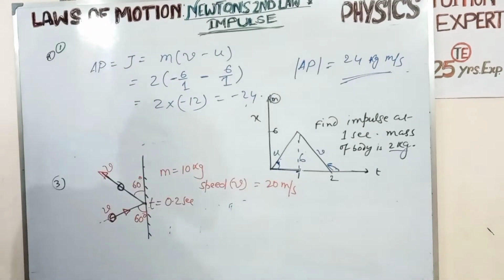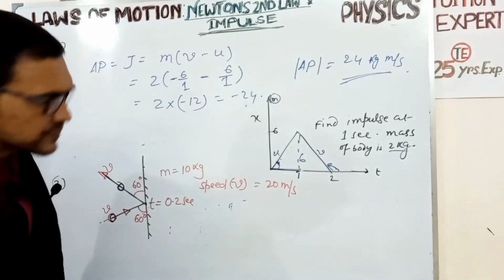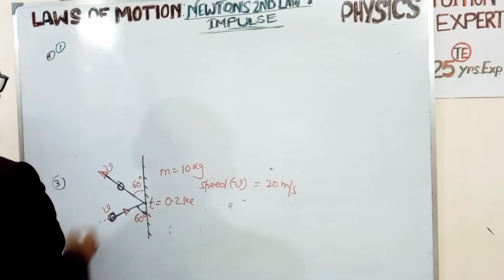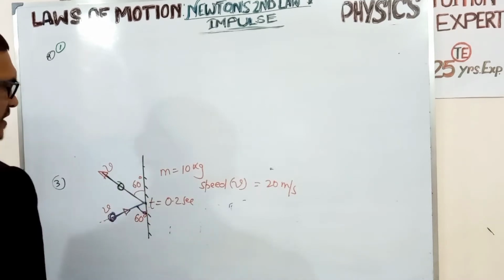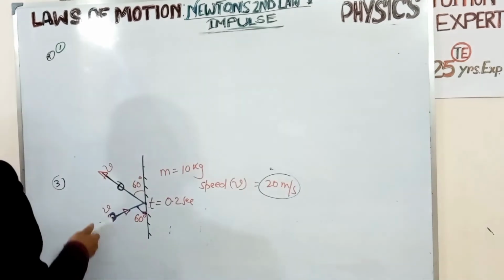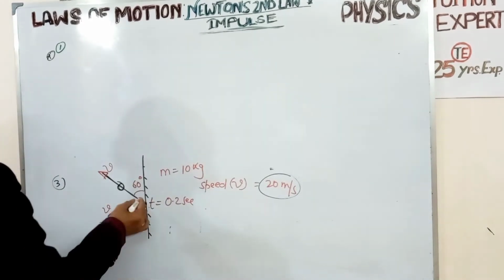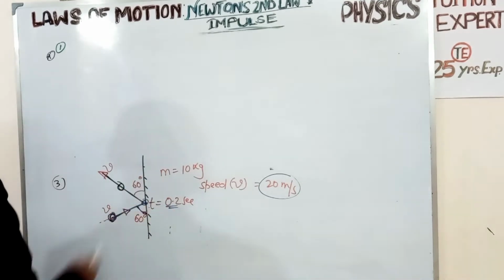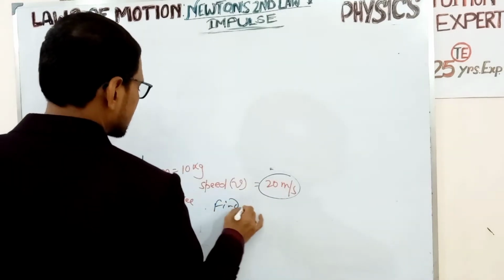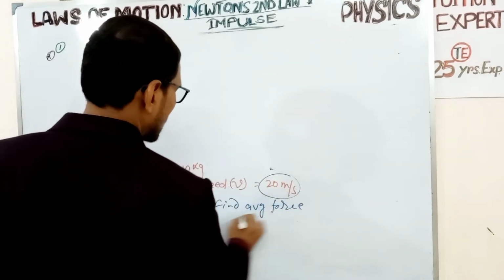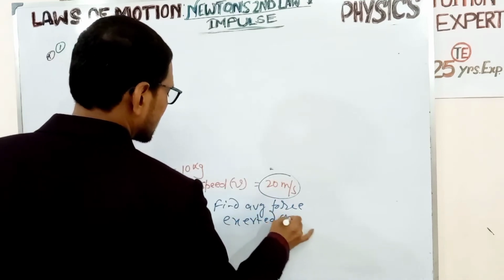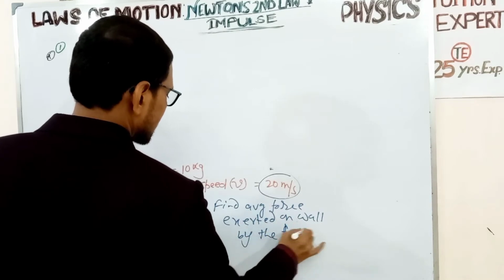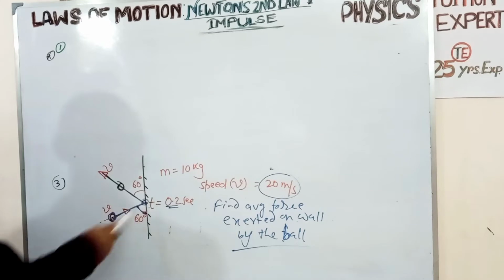Now the third question is here. What is the third question? A ball strikes a vertical wall at an angle of 60 degrees with the vertical, this angle 60 degrees, and rebounds with the same speed. Suppose the speed is 20 meter per second, that is, the speed does not change. The time of contact between the body and the vertical wall is 0.2 second. Find the average force exerted on the wall by the ball. This is the question.